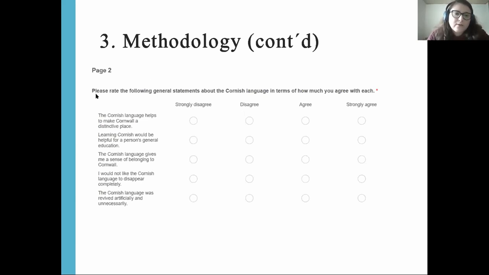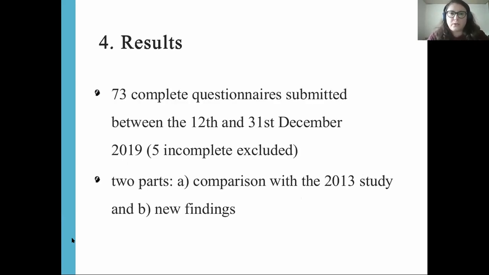And I also tried to include some statements that would trigger a strong emotional response in the participants because I really wanted them to think about the role that Cornish plays in their lives. You can see, for example, this statement: the Cornish language was revived artificially and unnecessarily. It's a bit cruel to involve something like this, but I really wanted to provoke a strong emotional response to make people think about their answers. So now I come to the results.